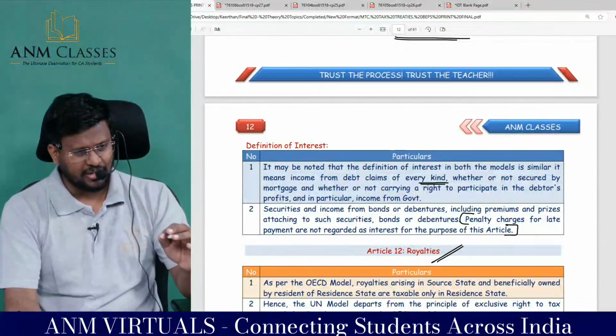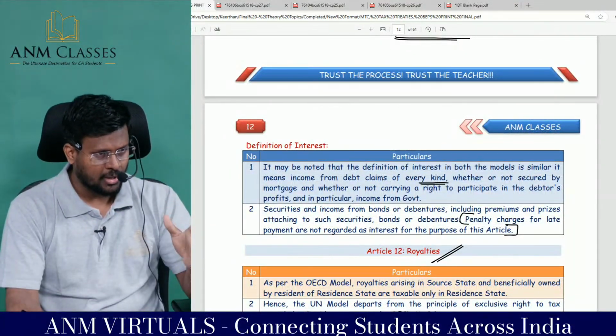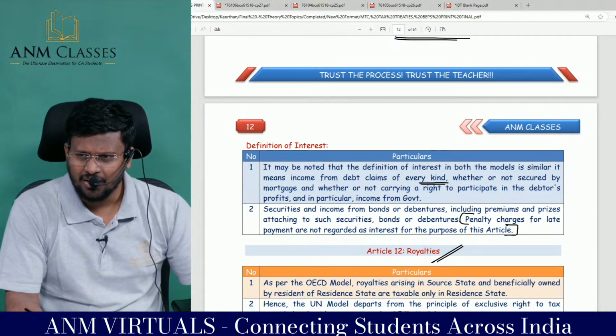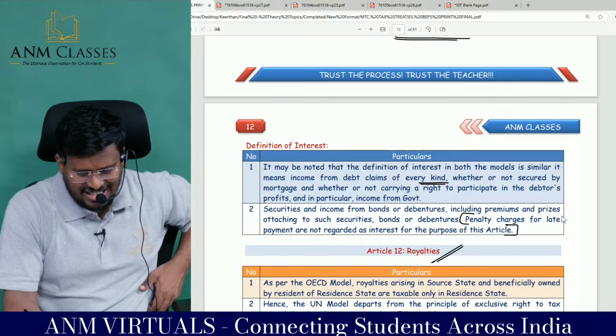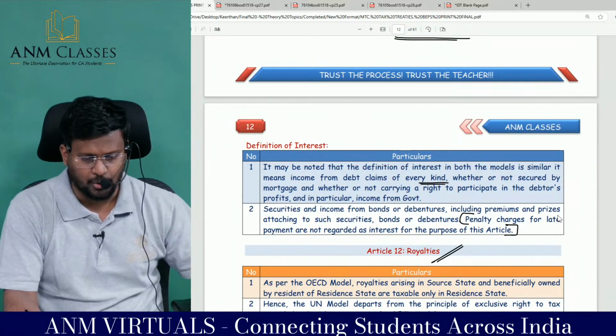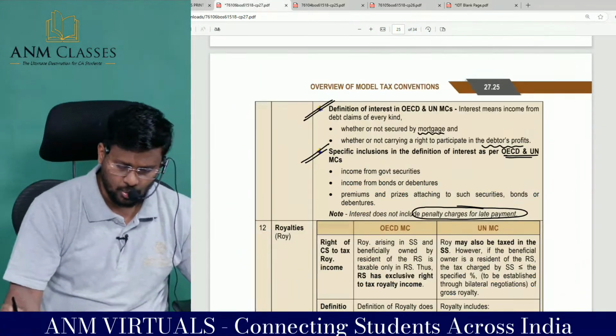There is no specific difference in the meaning of interest between the OECD and UN models, both are the same. But the one thing both are saying is that penalty charges for late payment will not be regarded as interest for the purpose of this article. Fantastic to the core. That's it, sir.